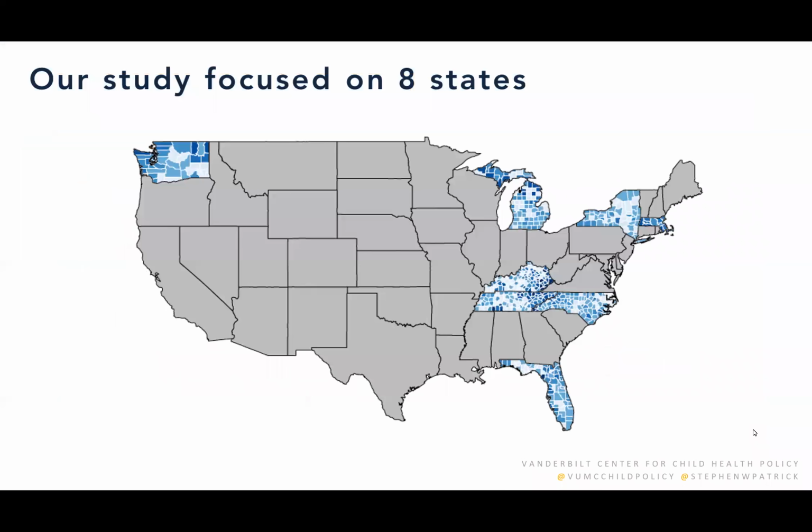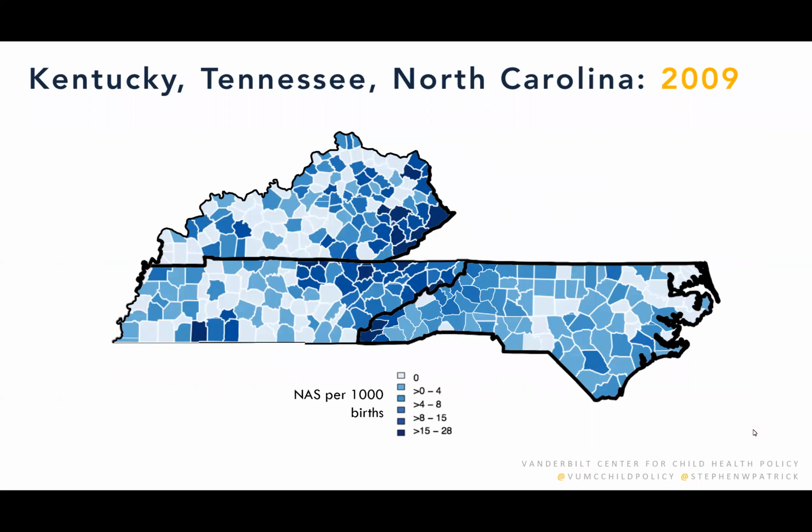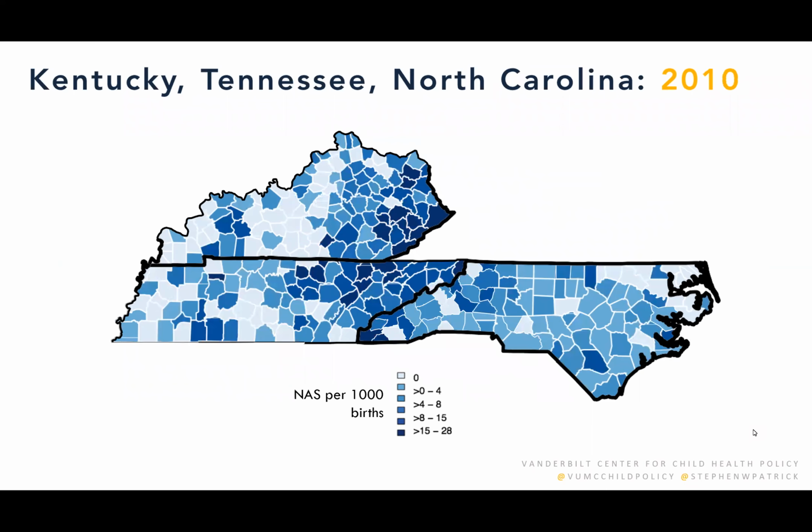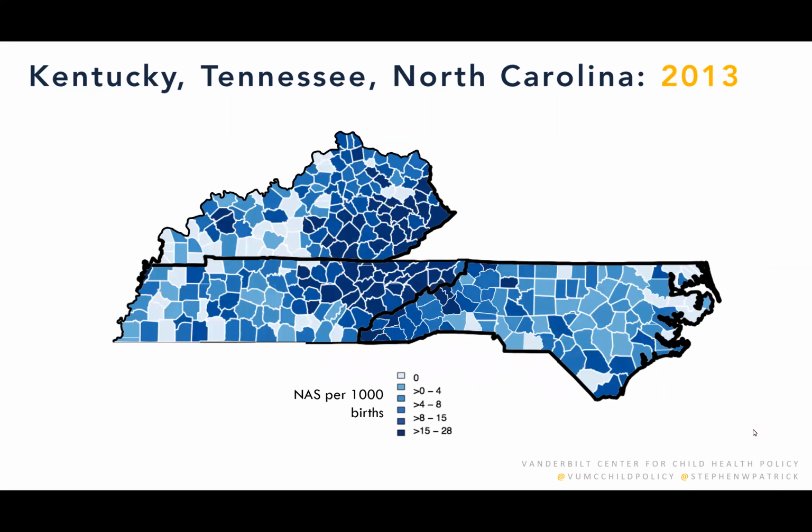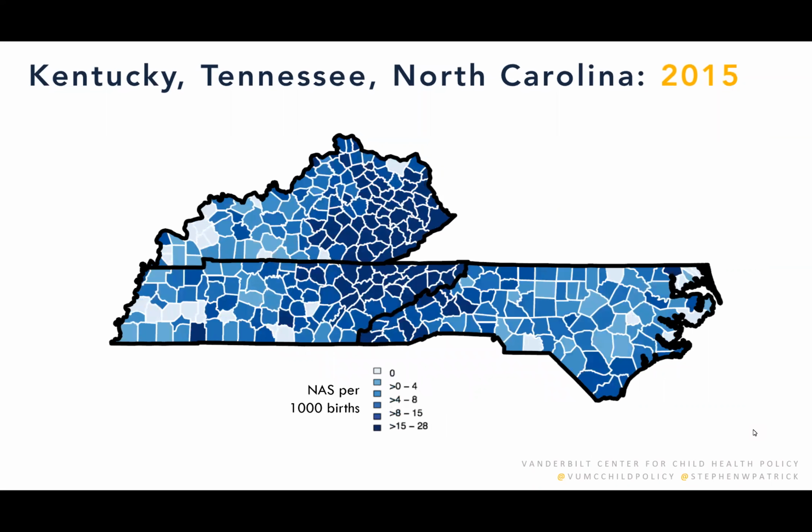So we focused in on 8 states where we had data, county level estimates here, the states that we have. And I'm just going to show you the Kentucky, Tennessee, and North Carolina just to focus in. These are incidents of neonatal abstinence syndrome by county. The darker the blue, the more intense the incidence of the NAS. And just go ahead and advance here until 2015. So what you can see is a pretty stark increase that many of you know and understand.